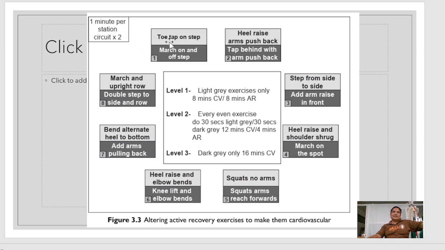So, diri na kay active rest. Active rest siya ang imong gihimo. So, level 1, pwede siya only at 8 minutes and 8 minutes nga active rest. So, sa level 2, due to 30 seconds light, then gray 30 seconds, dark gray 12 minutes. So you have here a 4 minutes active rest. So, but pasabot, kani nagkapaspas na sa level 2.